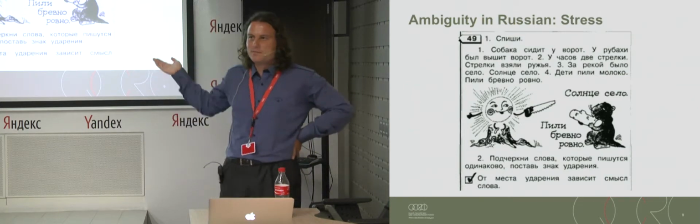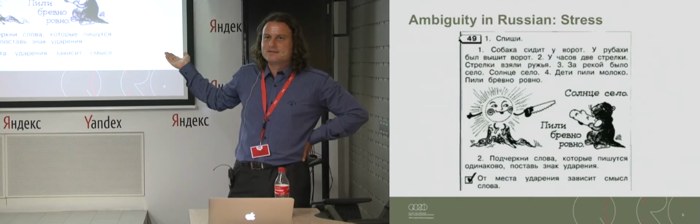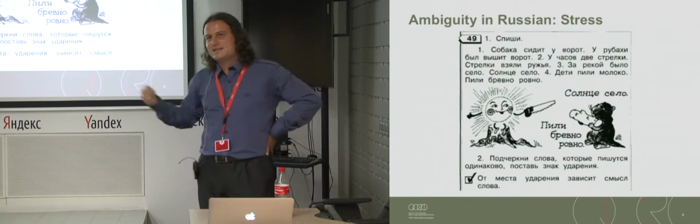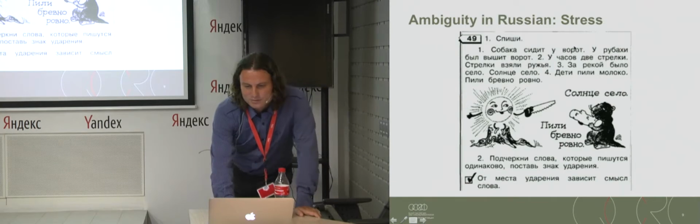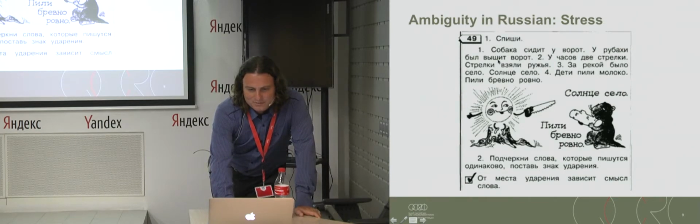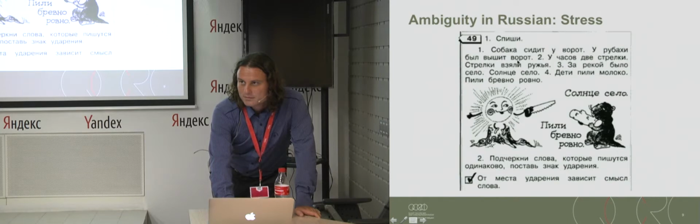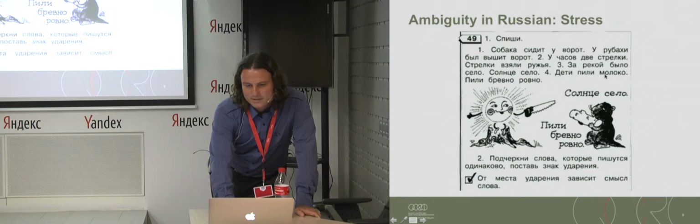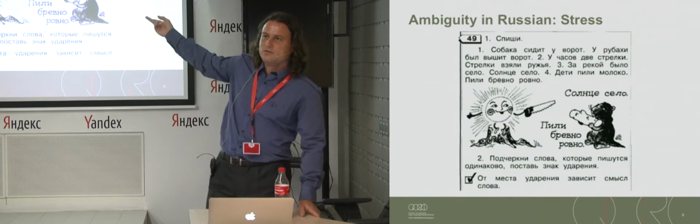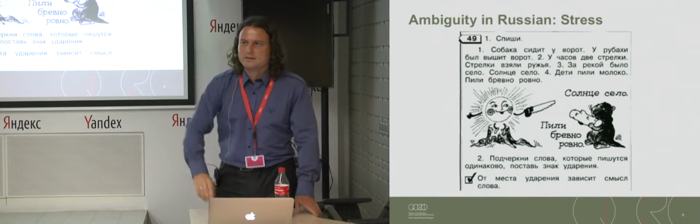So another problem, right, here in Russian, is the stress, right? But for the computer, when you translate text, there is no stress. So you have собака сидит у ворот, у рубахи был вышит ворот. Потому что у часов две стрелки, стрелки взяли ружья. За рекой было село, солнце село. Дети пили молоко, пили бревно ровно. So okay, you see the difference. I mean, if you have to translate this to English, you have to choose a different thing.